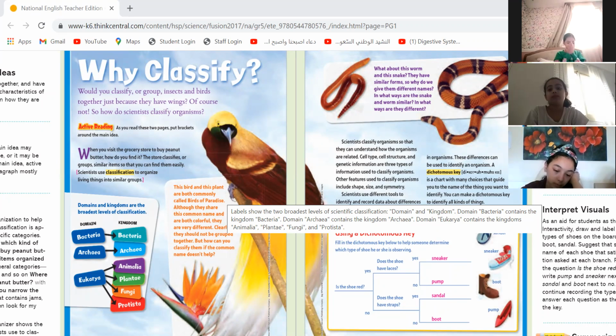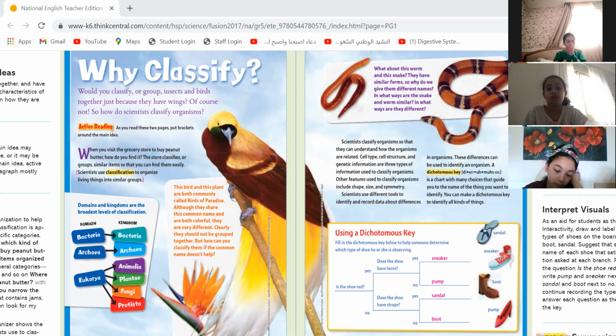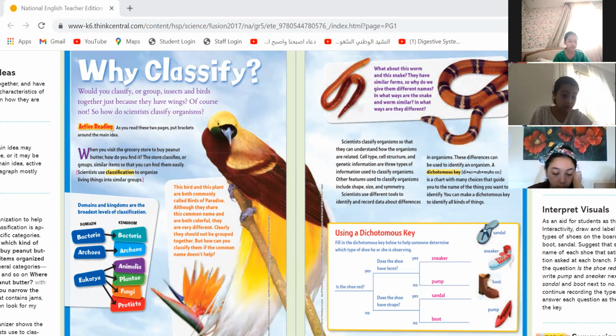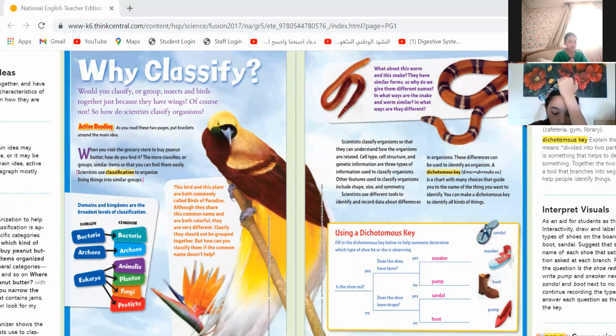But Eukarya, the domain Eukarya, has how many kingdoms? Four. It has animal, plant, fungi, and protista. We say Animalia, Plantae, Fungi, and Protista. These are four kingdoms. When I say kingdom, what do you feel? Is it a huge thing or a small thing? A huge thing. Yes, it is very huge.